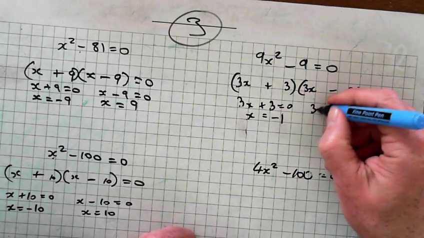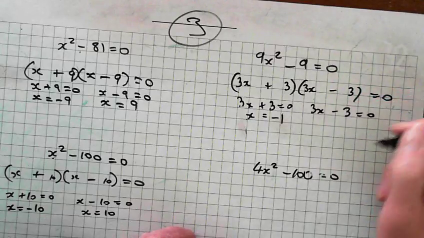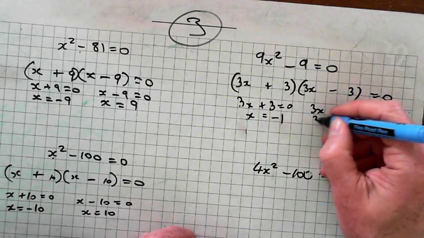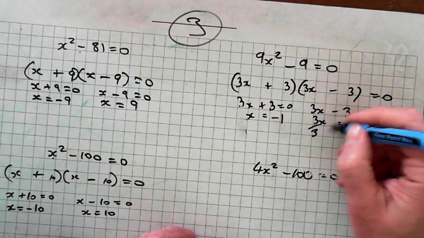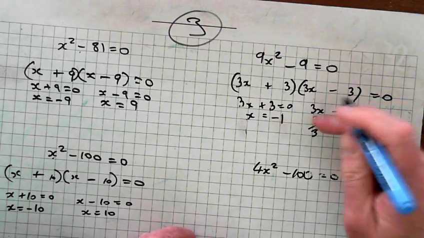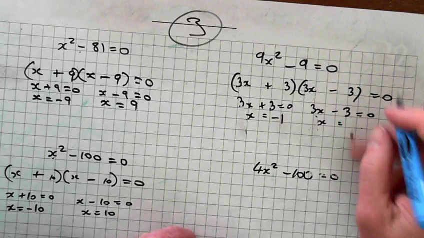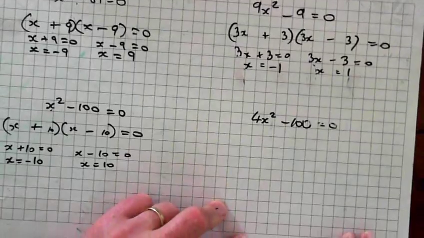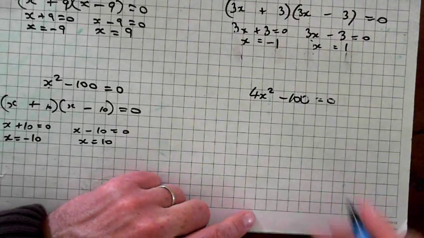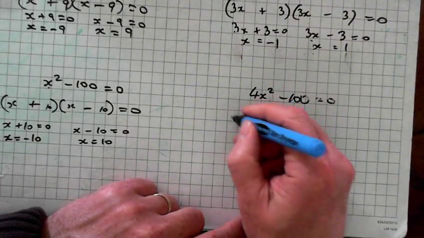Over here you've got 3x minus 3 is equal to 0. Move the minus 3 across. 3x is equal to 3. Divide both sides by this 3. x is equal to 1. 3 divided by 3 is 1. Okay? And the next one. See, all of these are the same.